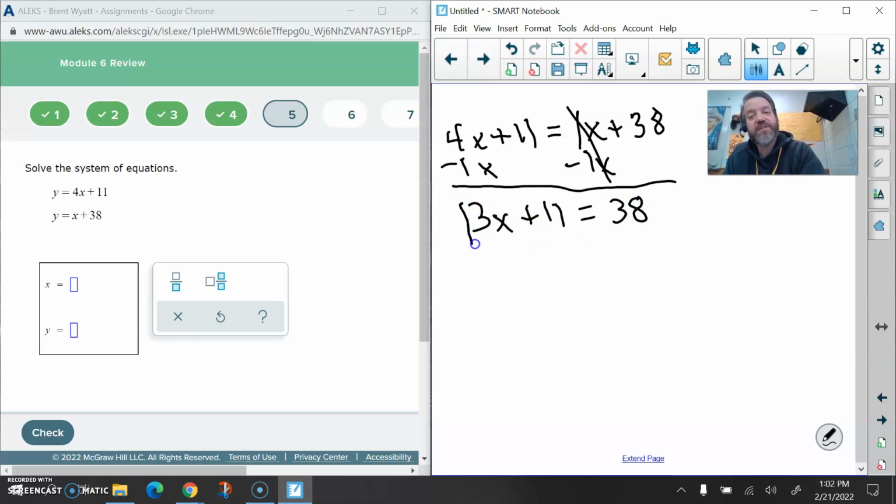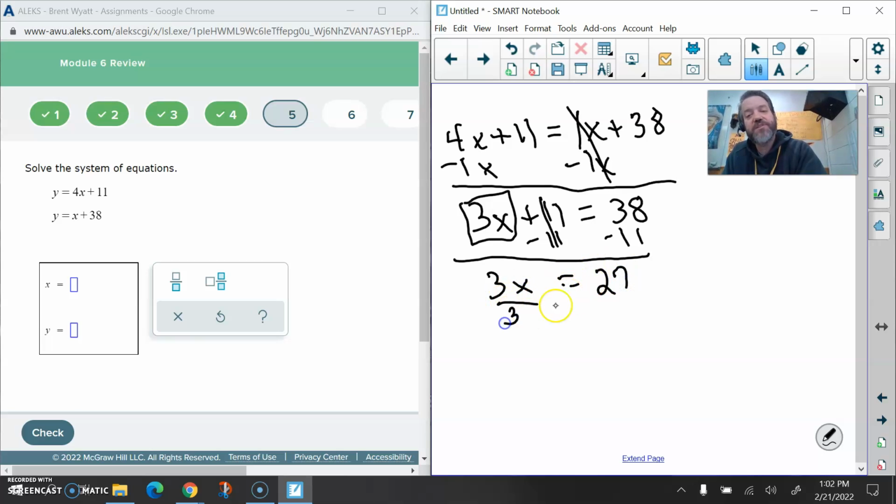Then I want the x's to be by themselves, so let's subtract out 11. This is gone, and we have 3x equals 27. And then my last step here is to just divide each side by 3. X equals 9. And again, once you have your value for x, you can substitute it in. Either equation is fine to find y.